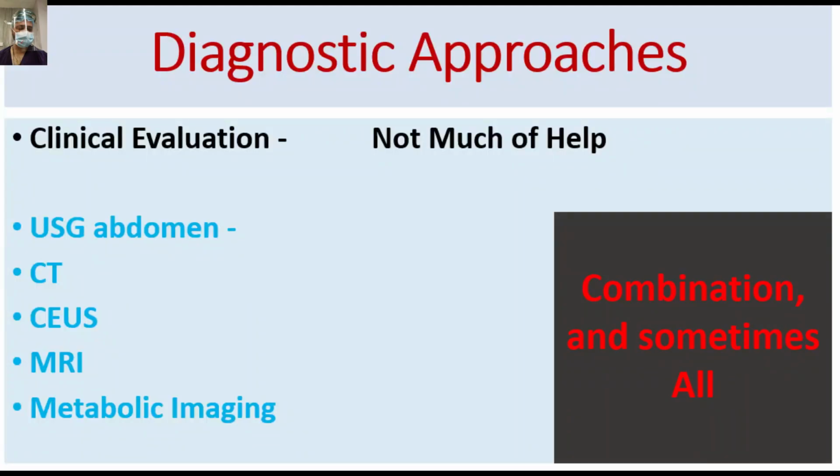So these are the diagnostic tools available, and as we discussed in the real-time clinical case scenarios, clinical evaluation was not much of help, if you remember the first two cases that we discussed in part 1. So what are the things available? We have USG, contrast CT, contrast enhanced ultrasound, MRI and metabolic imaging. Sometimes you need a combination and sometimes all to reach a conclusive diagnosis.